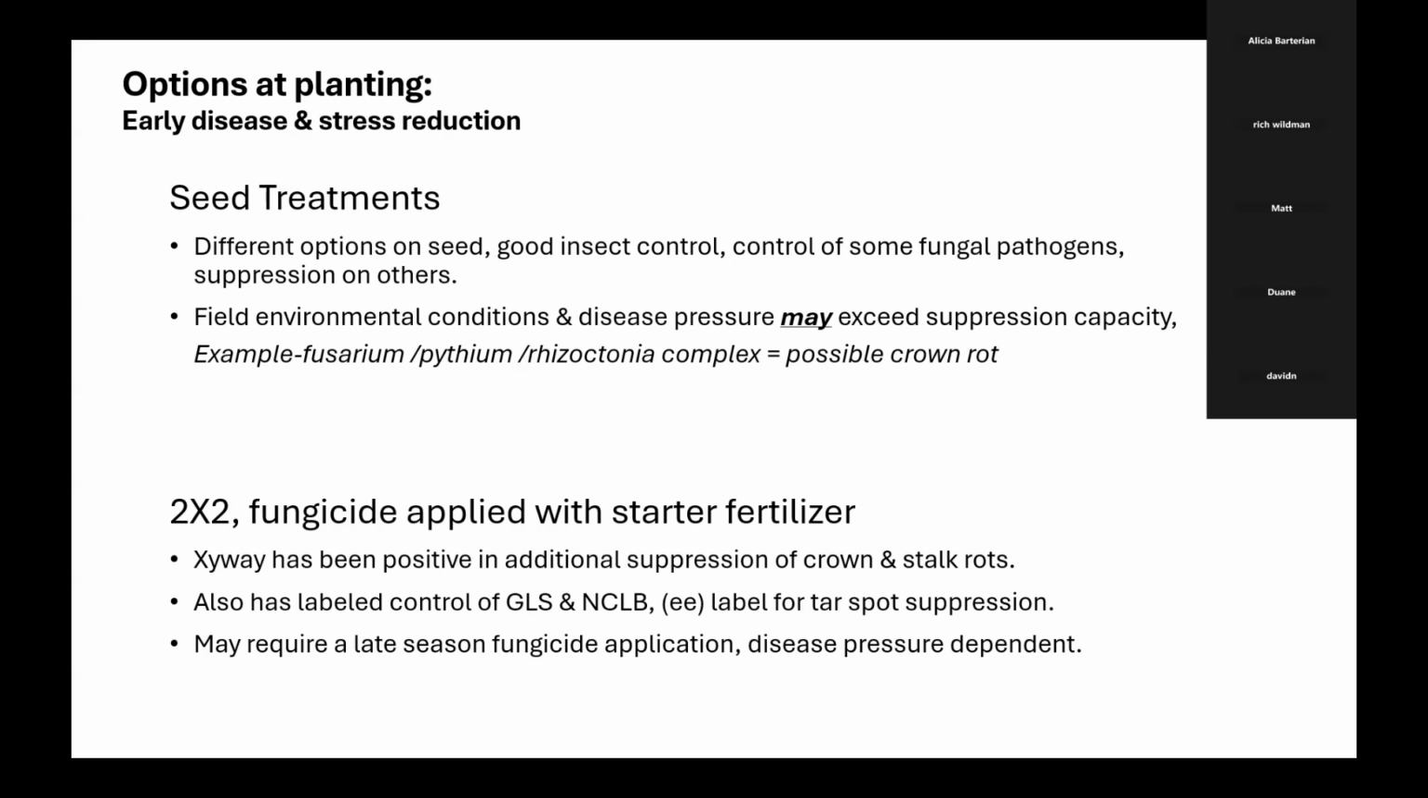It also says in the label that they come in on a late fungicide application, depending on disease pressure. So I don't think a guy should go, okay, I'm going to put down Xyway and I don't have to think about it. I can walk away, come back and look at the corn in September, and it's quite good.